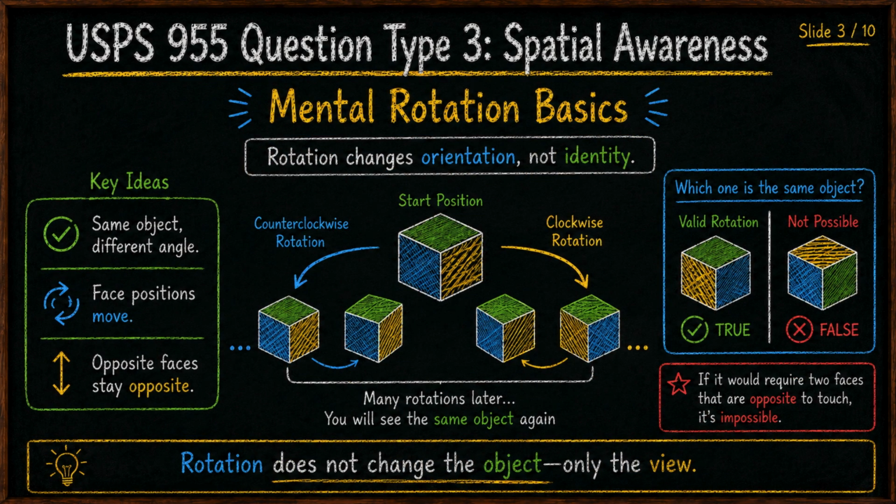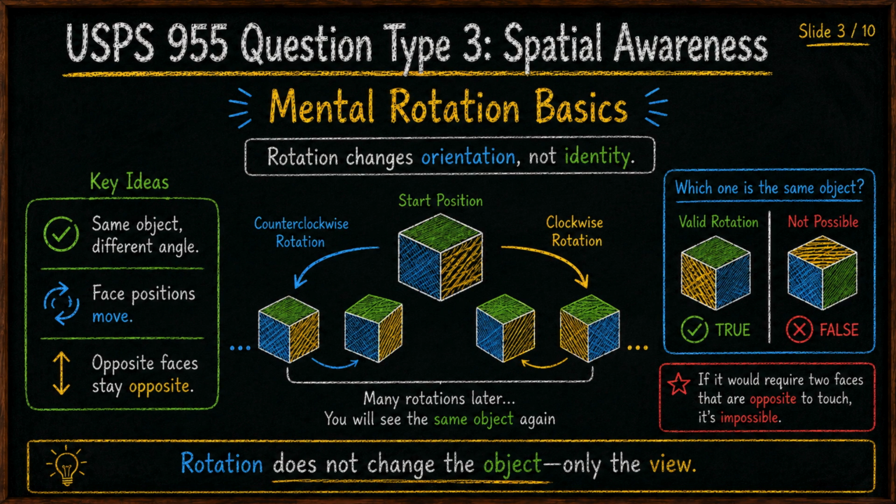Mental rotation questions ask you to imagine the same object turned in space. The most important rule is this: rotation changes orientation, not identity. The object is still the same object, only the view changes. That means the faces move around, but the relationships between the faces stay consistent. If two faces are opposite, they remain opposite. If two faces touch along an edge, they still touch after rotation.